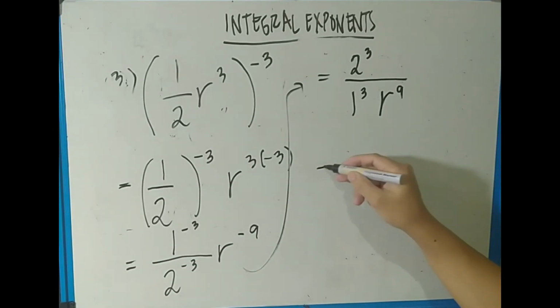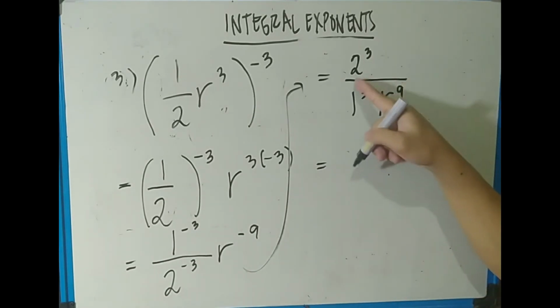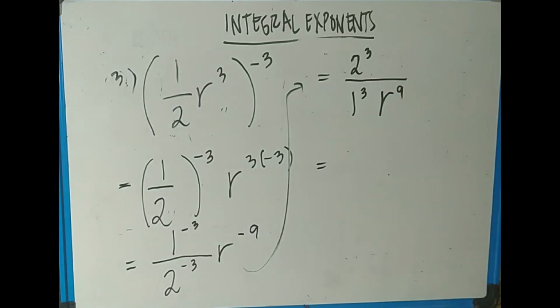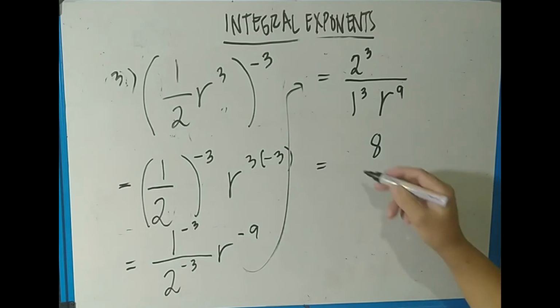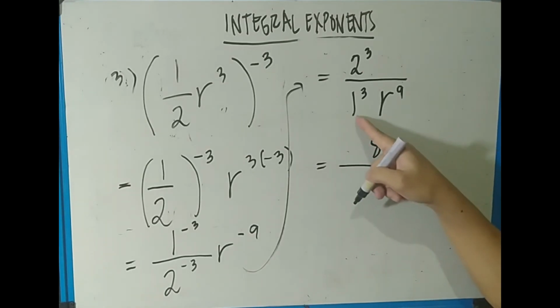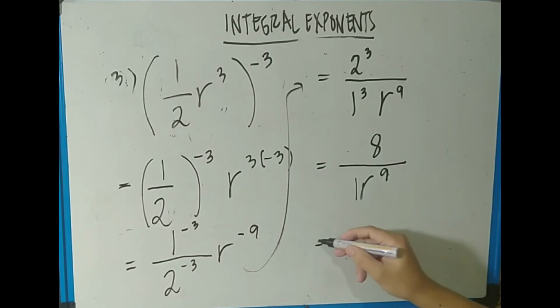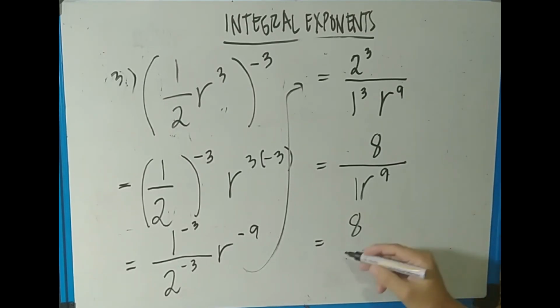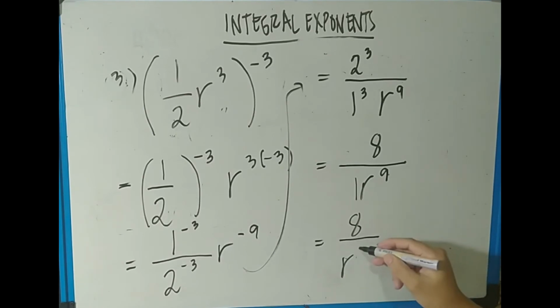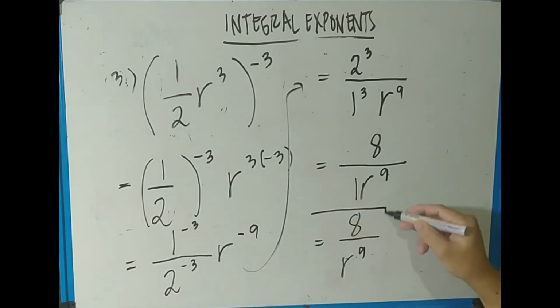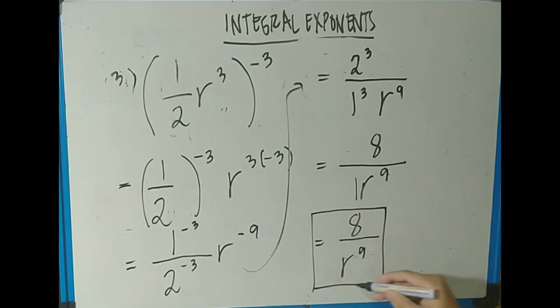So let's simplify that. This becomes 2 cubed. That is equal to 2 times 2 times 2, or simply we have 8. Then sa baba, since 1 times 1 times 1 is still 1, so 1 r raised to 9, or this is simply 8 over r raised to 9. So this will be your final answer. So 8 over r raised to 9.